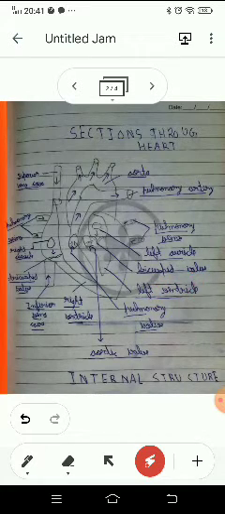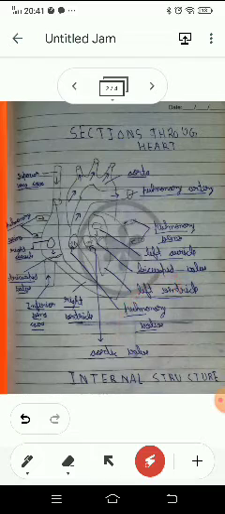Fine. Now a question arises over here: why are they made up of thick walls? They are made up of thick walls because blood flows into the ventricles under very high pressure. So in order to counter that pressure and to enable the blood to flow easily, they are made up of thick walls.